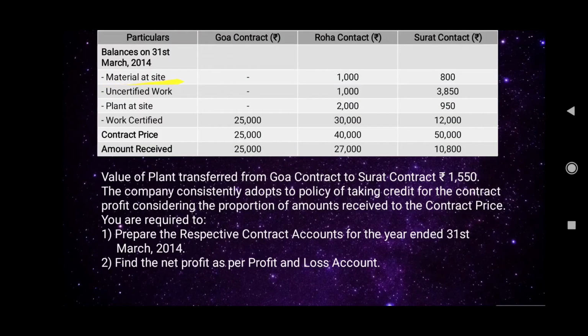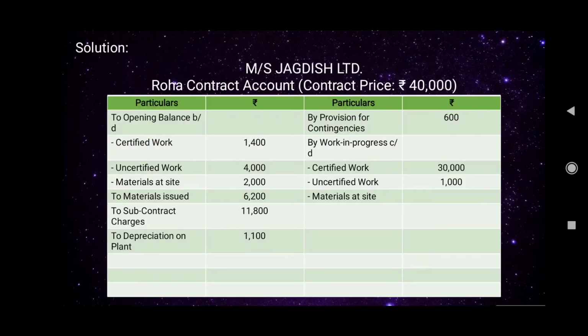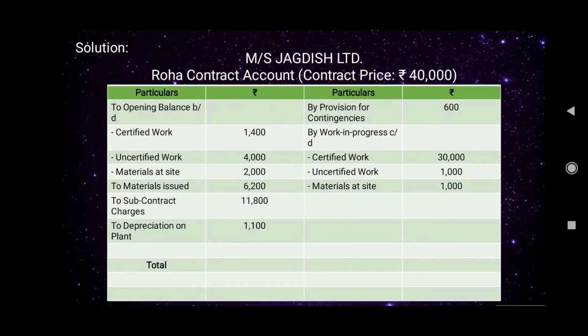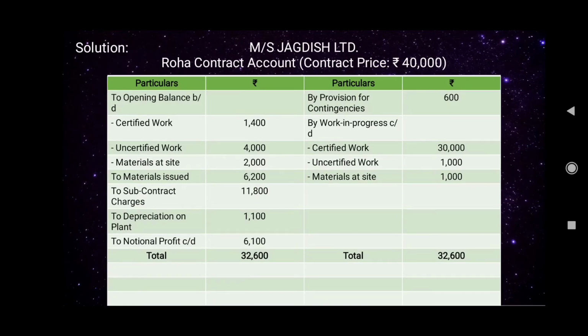Next is material at site. Amount is given as 1000 for the Roha contract. So we'll record it. Materials at site amount is given as 1000. So now let us take the total of both the sides, which is 32,600. So the balancing figure is coming on the debit side, which will be termed as notional profit carried down. So to notional profit carried down amount is 6100. So by notional profit brought down on the credit side amount is 6100.